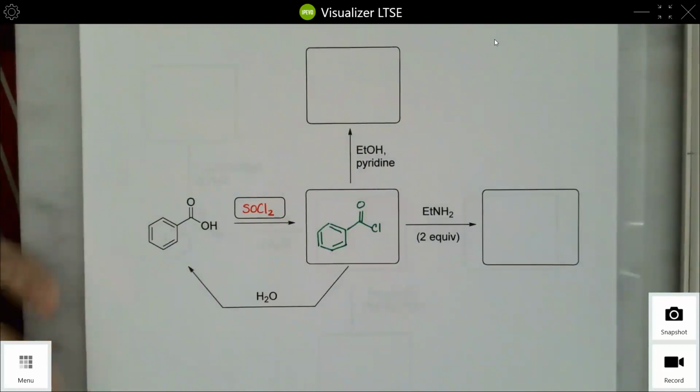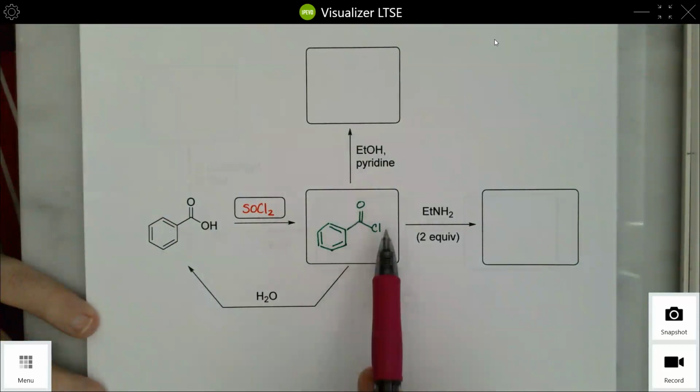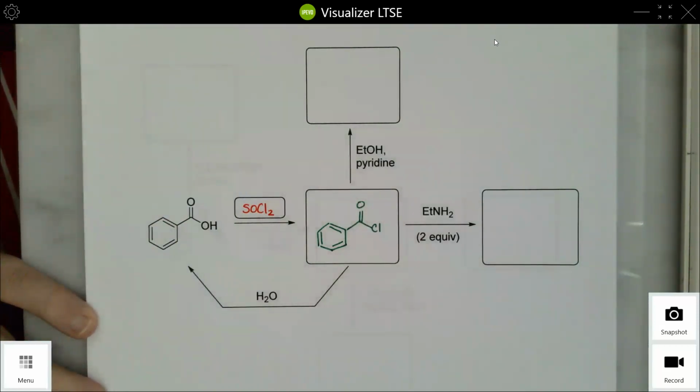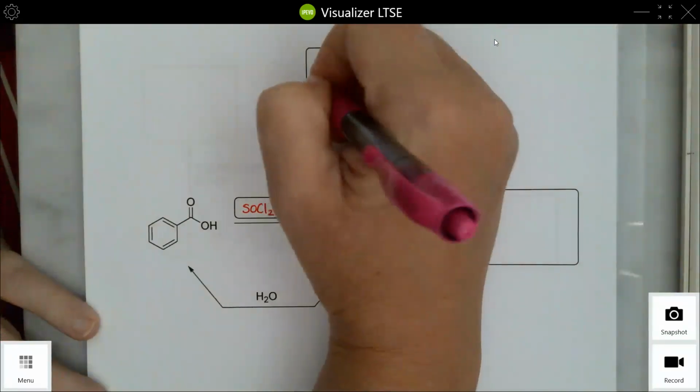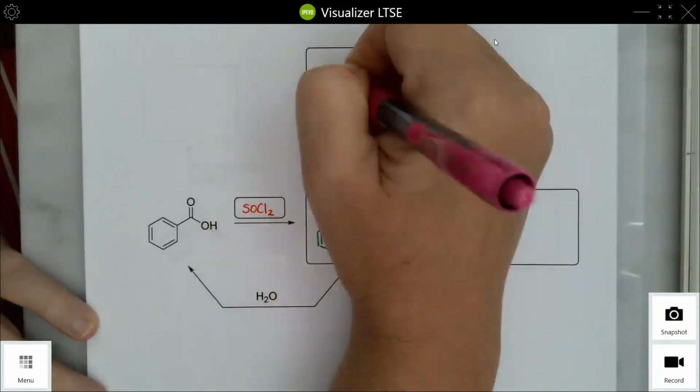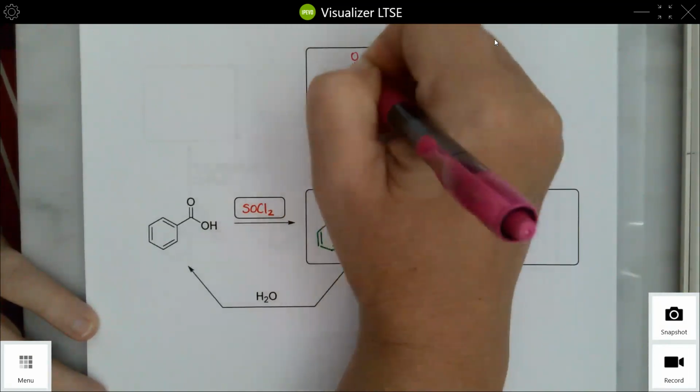So from here, we can see what would happen if this acid chloride was reacted with an alcohol with an equivalent of pyridine to act as base. Well, it would produce the ester. It would produce the ethyl ester. So we can go ahead and draw that in.